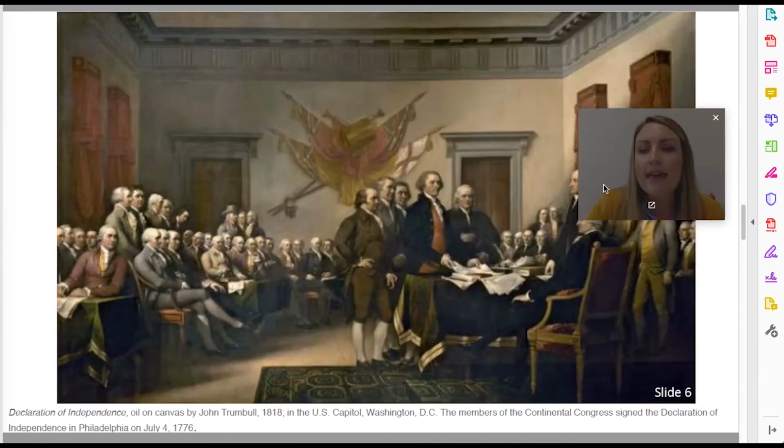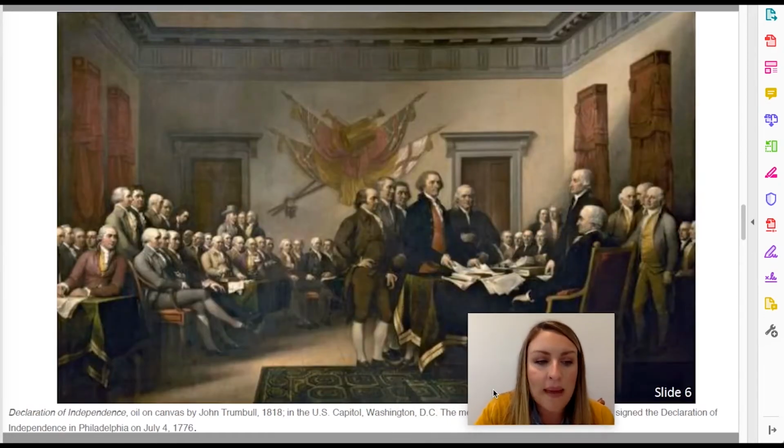Now, this is an oil painting. Okay, and this oil painting is of the Continental Congress when they were signing the Declaration of Independence. Notice the men standing at the table. Do you see the man in the all brown suit standing at the table? Very good. That is John Adams.